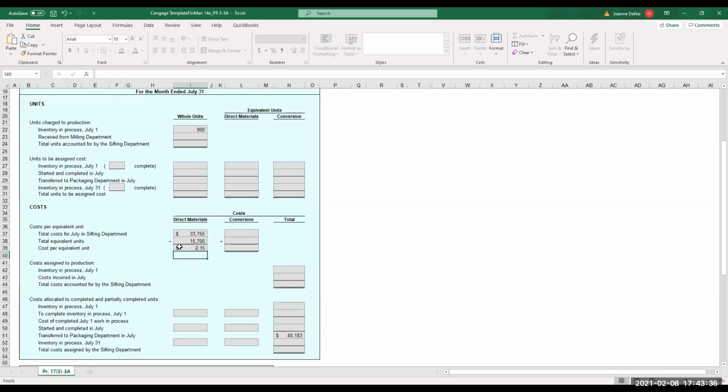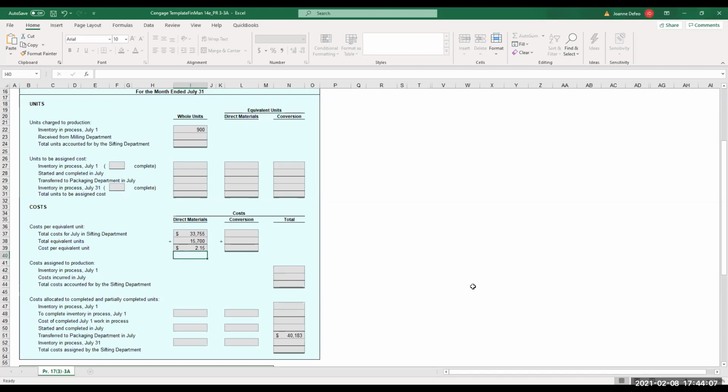Now, if you don't want to do that, you can take your calculator that's on your desk. You can calculate 33,755 divided by 15,700, get the answer. And what can you do? You can type in $2.15. So you have a choice. Either calculate it on your calculator at home and put the answer, or put a formula, but make sure you put the correct formula. So now we have, let's go back.